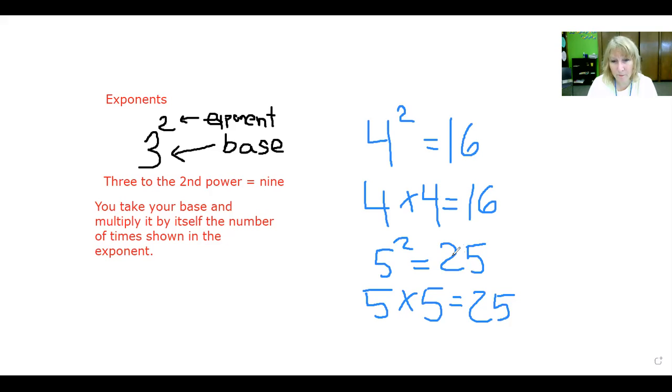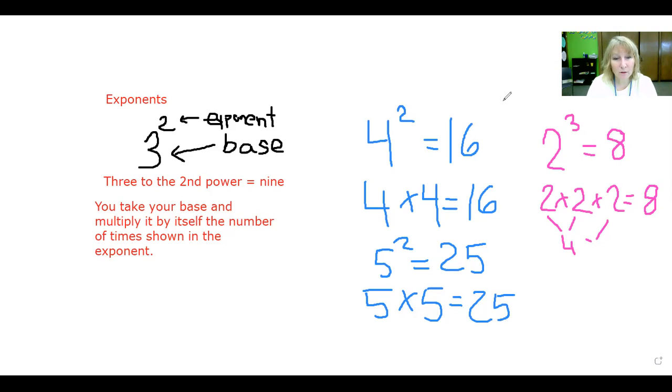Okay, let's try one more. Change colors again. Let's do pink. What is 2 to the third power? It's not 6. Right, it's 2 times itself times itself again. Right, very good. So 2 times 2 times 2. So take it in groups of 2. 2 times 2 is 4. 4 times another 2 is 8. So 2 to the third power equals 8. Okay.